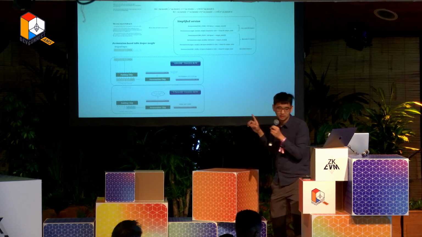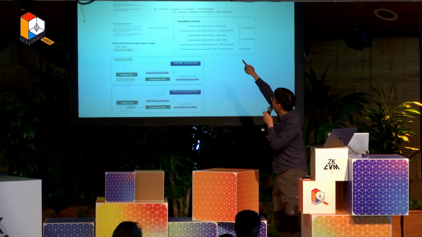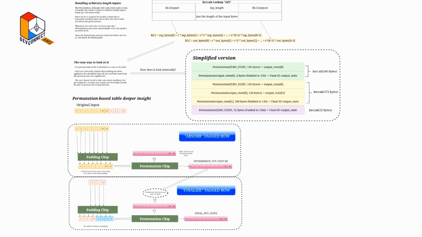And there was a part hiding on the top of the slides. Wait, do I have a way to access it? Oh, okay, probably not. So here we have 3 columns: input RLC, input length, and the output. These 3 columns can be consumed by other circuits. They can look up the hash input to the hash output. So that's how we use the Keccak circuit in other circuits.